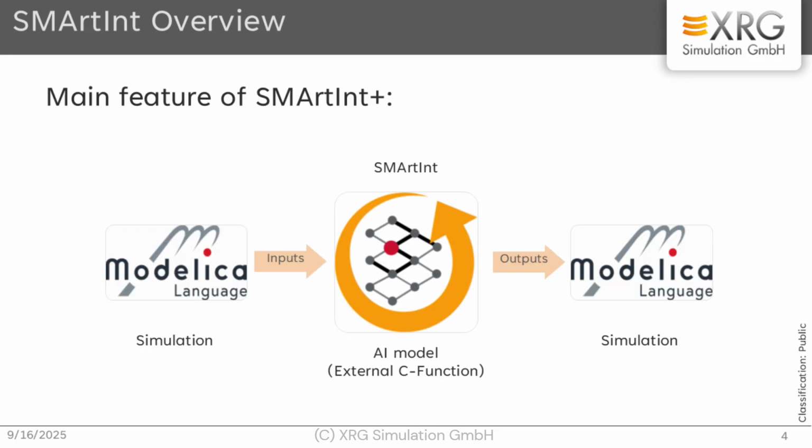So here's the main feature of SMArtInt and also the core of SMArtInt Plus. This is the working principle. We have our Modelica simulation where we get some inputs for our neural network. These are then provided to an external C function, and in this external C function, we have the inference of the neural network. The outputs, the predictions of the neural network, are then brought back to the simulation, and we can use them there.